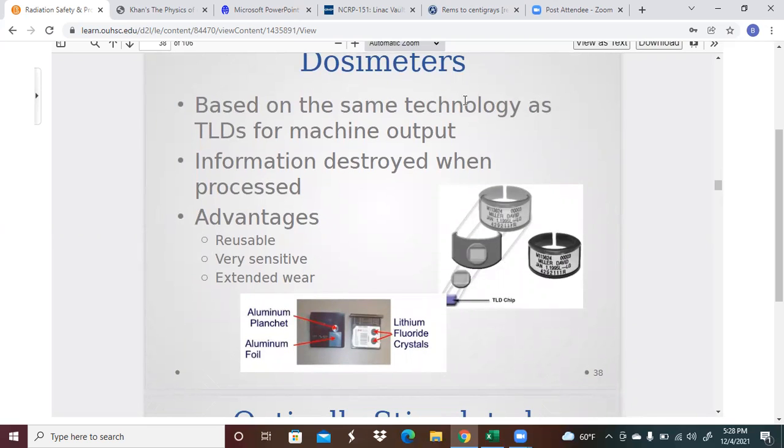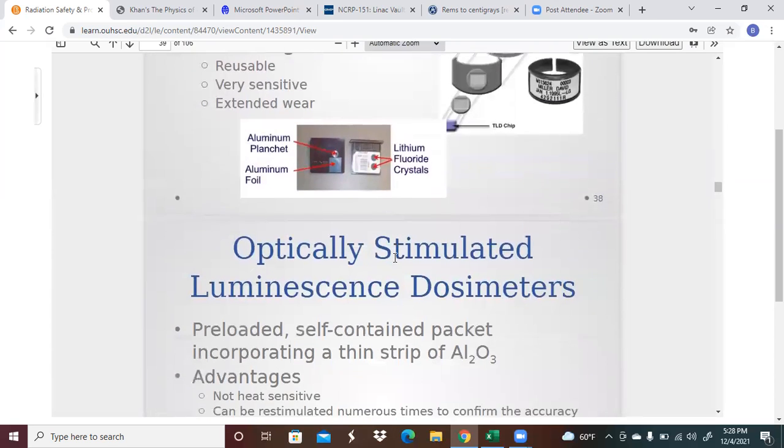TLDs, they're based on the same technology as TLDs for machine output. And the information is destroyed when it is processed. So in other words, when you go through and you anneal that kind of stuff, then the information goes away. The advantages are reusable, they're very sensitive, and they can have extended wear. So again, you see the lithium fluoride crystals here, the aluminum foil and the planchet are here.